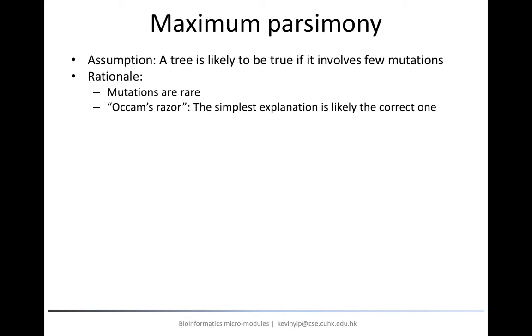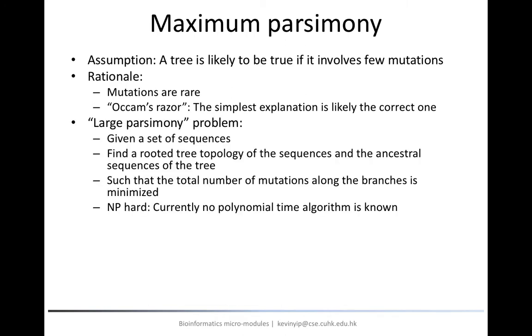There are two versions of the maximum parsimony problem. In the large parsimony problem, we are only given a set of input sequences, and we need to determine both the topology of a rooted tree for connecting the input sequences, as well as the ancestral sequences in the internal nodes, such that the total number of mutations along the branches is minimized.